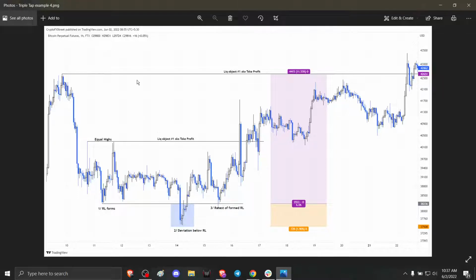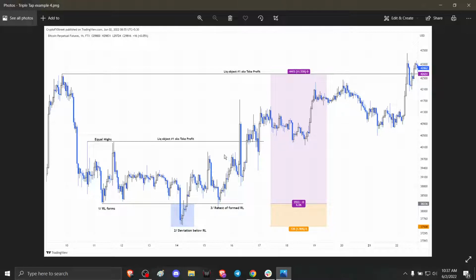So for this particular setup, the liquidity objective was really interesting, right? Because there was an equal high that was formed before the triple tap setup was formed. So this would have been my first take profit level, and the second level, obviously since there are no swing highs formed here, I think this is the most appropriate take profit level, right? And another reason why I would set my take profit levels around here is because of the FVG that was formed here, which is a fair value gap, right?